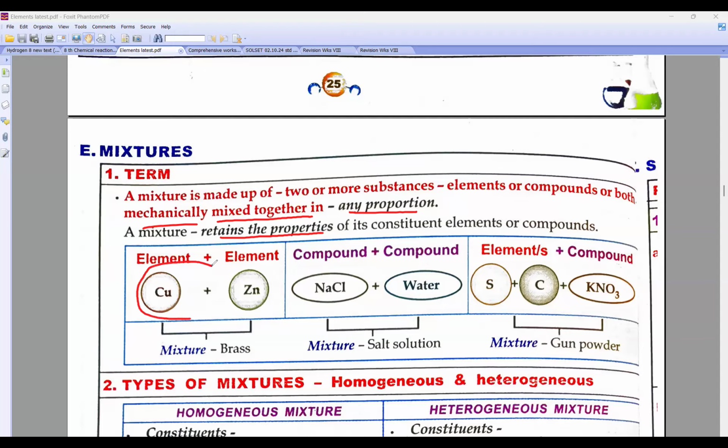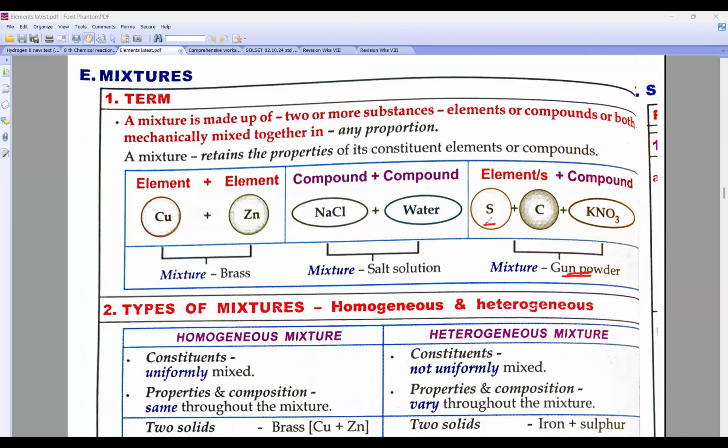When two metals mix, we call them an alloy. The steel we use, the dishes, at home we use steel utensils, it is an alloy. In exam they may ask, brass is an alloy of copper and zinc, right? Then in exam, they may ask about gunpowder. Gunpowder is a mixture of what? Sulfur, carbon, and potassium nitrate.